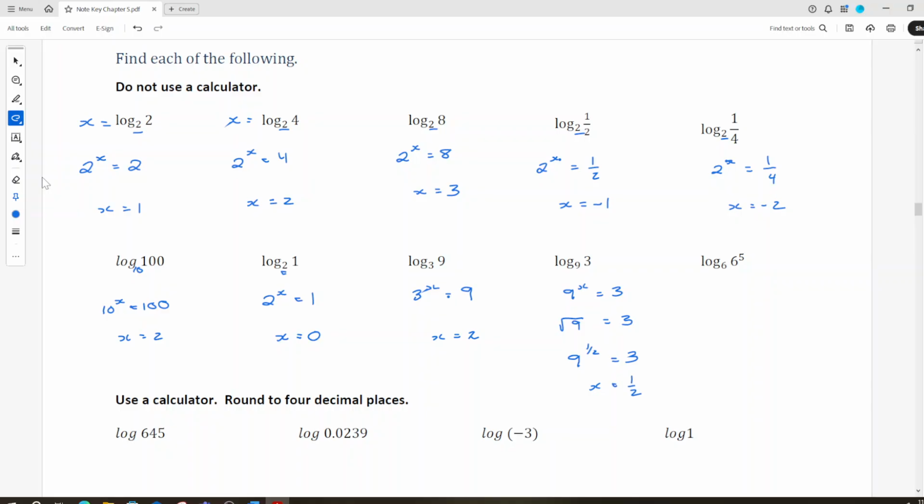And then lastly, what about this one? 6 to what exponent would give you 6 to the 5? Well, if it was 6 to the 5, it would be 6 to the 5. So x is 5. Okay, so the next set of questions that you're doing in your textbook, it says do not use a calculator. Yes, you can use a calculator for logarithms, but I really want you to get a handle on what a logarithm is before you start relying on a calculator to do all the work for you. So go and give it a go.